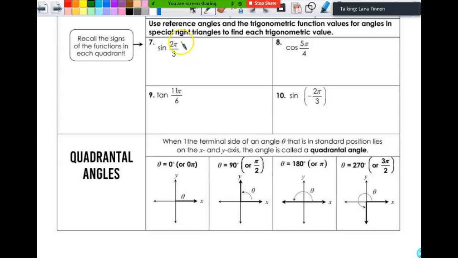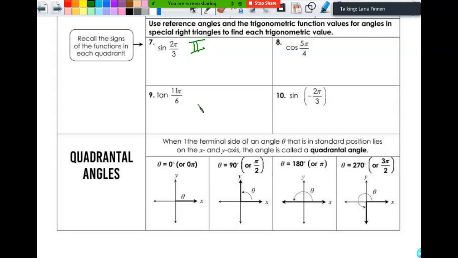So we are looking for the sine of 2 pi thirds. Here are the thought processes you want to go through. Today we're going to write them down as we think through them. In the future, if you don't actually write it all down, that's fine, but you're still going to have to think through the things. So first of all, what quadrant is 2 pi thirds in? Second. Okay, so I'm in the second quadrant.